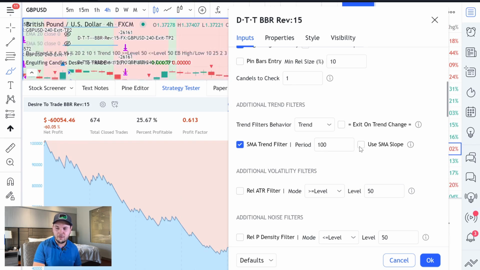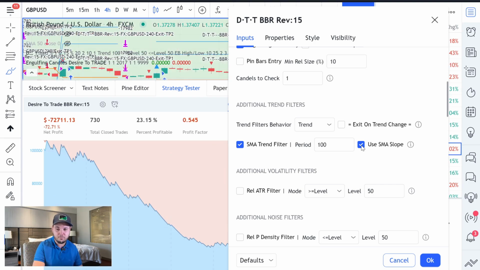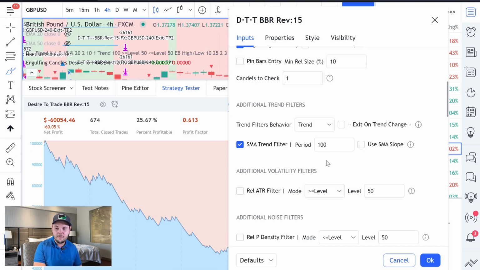That's pretty good. Okay, now what if we keep this one, the 100 period SMA, but we use the slope of the moving average instead? So instead of looking at whether we're above or below the moving average, we'll look at the slope. Pretty bad. Okay, so we'll skip that. Now, this is a result for the trend.